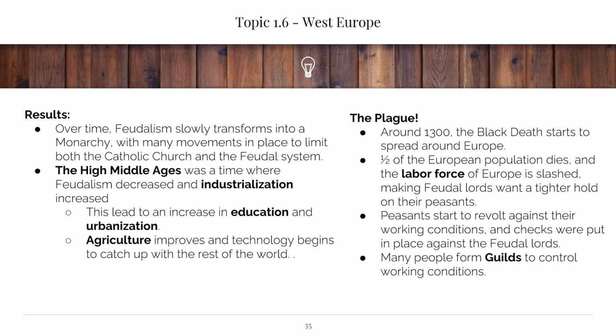Peasants began to revolt against the working conditions. Checks were put in place against feudal lords, and many people are going to begin to form guilds to control working conditions among craftsmen of the same skill, especially when it came to smithing. So between the primogeniture laws, the plague, and then the Crusades, there are going to be a couple different things that are going to really impact this feudalistic type of society.